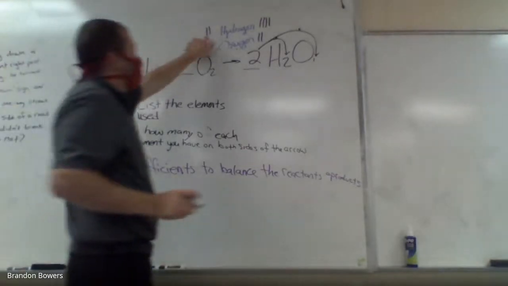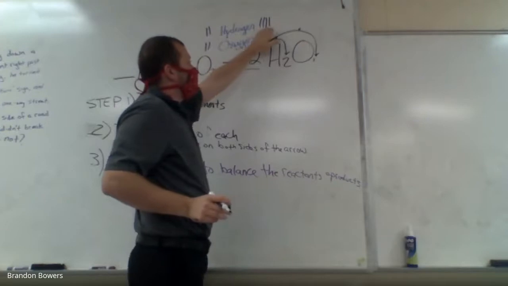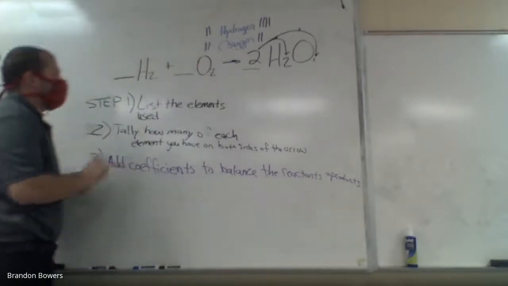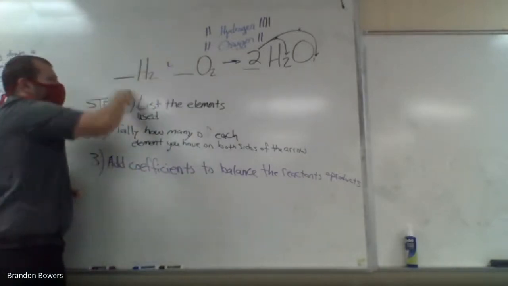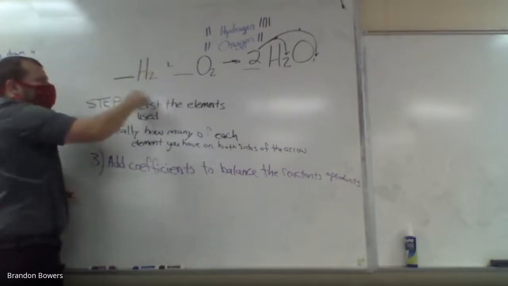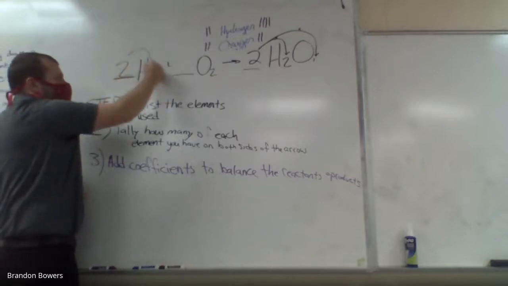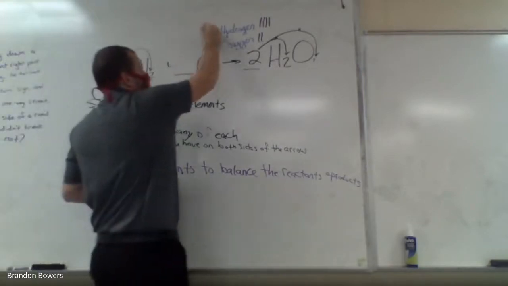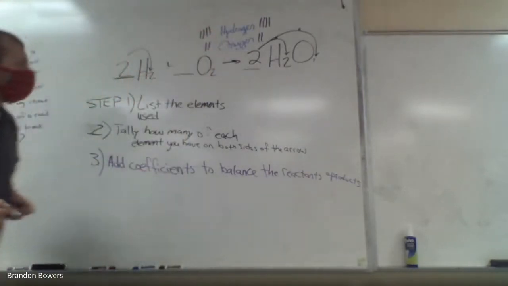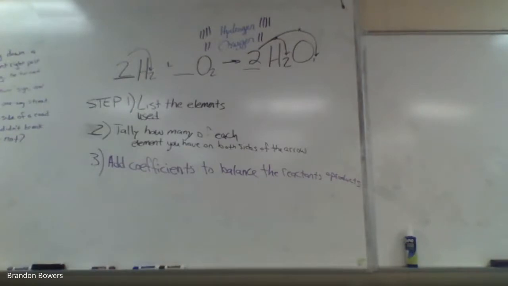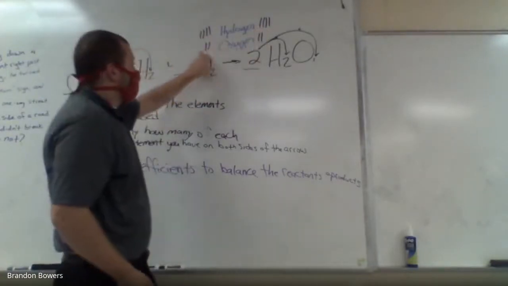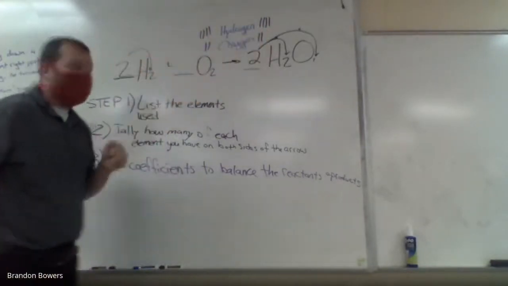Am I balanced? Am I done? Well, let's see. Hydrogen over here has 4 now, so I have to go back to the left side of the arrow for hydrogen. I need to get this total amount to 4. How can I do that? Multiply by 2. What is 2 times 2? 4. Am I balanced? I am balanced. I have 4 hydrogens and 2 oxygens on each side. Law of conservation of mass.